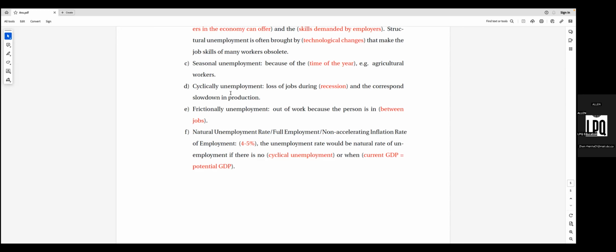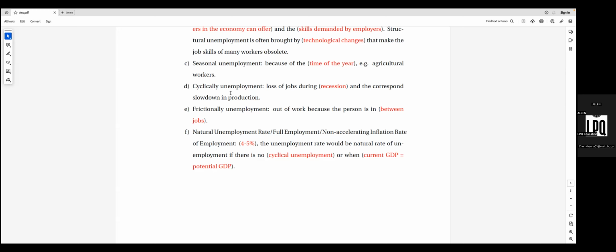Okay, you lost your job. So this is kind of cyclical unemployment. Once again, it's not due to your fault. It's not your fault, is it? It's just because the big environment is too bad. Everybody lost their job.